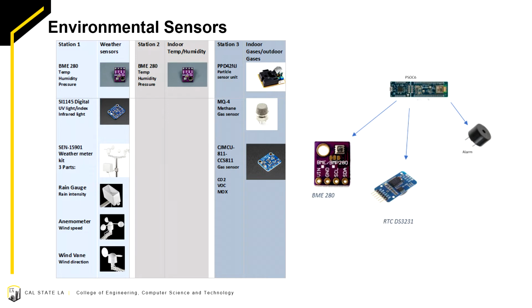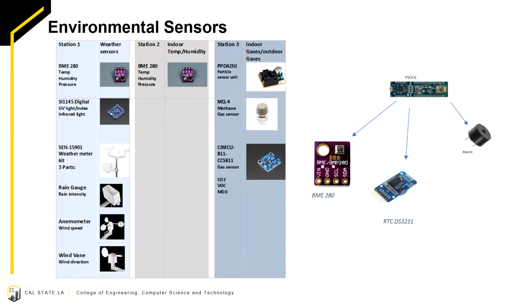This sensor is composed of three parts: the rain gauge for rain intensity, the anemometer for wind speed, and the wind vane for wind direction. Shown at the right is Station 2, which again uses the BME280 as the main component sensor to measure temperature, barometric pressure, and humidity for indoor areas such as residential and commercial.